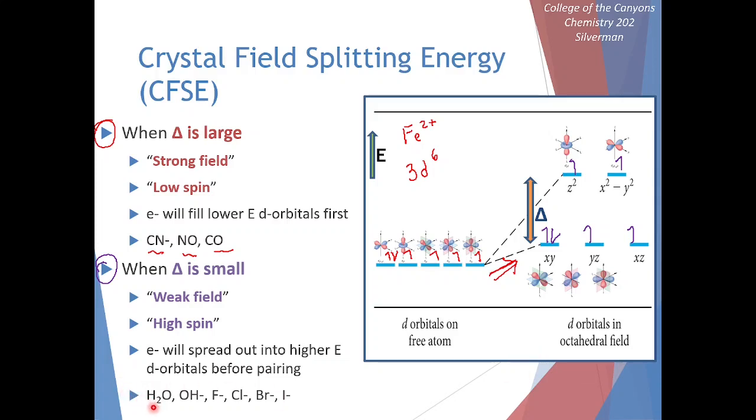This situation arises when we have ligands like water, hydroxide, some of these halogens. These ligands will have maybe less repulsion with our d orbitals, leading to a smaller delta, a smaller gap in between the orbitals, and the ability for those electrons to spread out first.